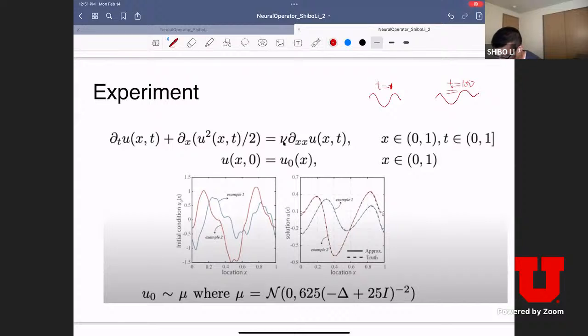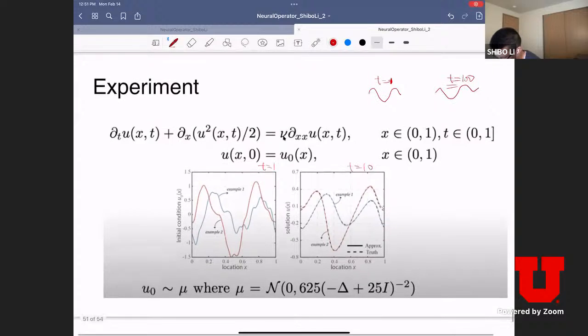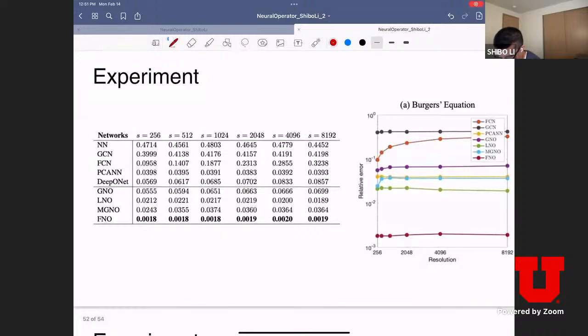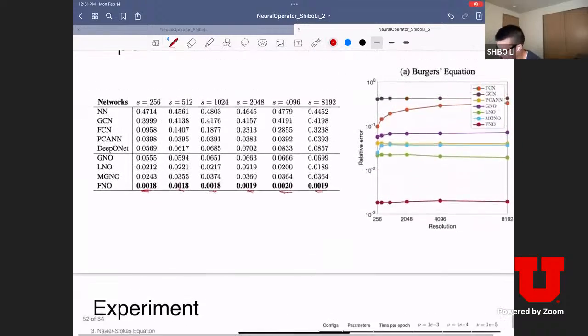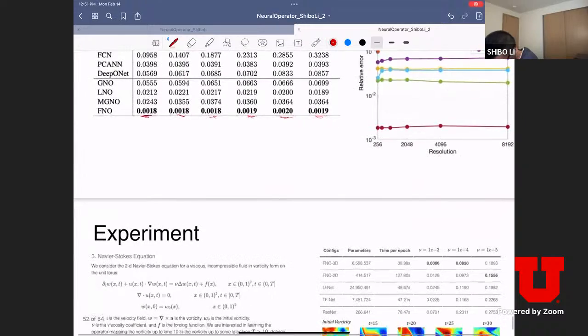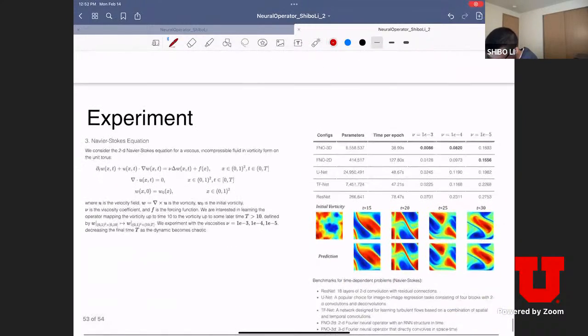I think these are their solutions at t equal to 1 and t equal to 10. This is the experiment results of the Burger's equation. Well, I think I'll ask Michael to check the settings, because in their paper they claim the dipole net outperforms FNO in 7 or 8 data sets and settings. After all, I think these are pretty numbers. Yeah.